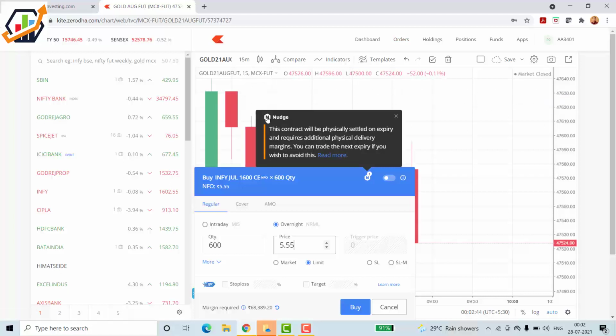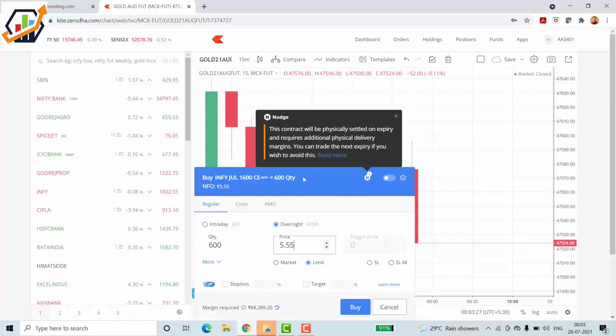If you see here, there's one nudge. It says that the contract will be physically settled on expiry and requires additional physical delivery margin. Now because the expiry is very close, the broker can ask you for additional margins. So you'll have to be careful, because if you take a trade and this option becomes in the money, then the broker will ask you for additional margin. If that additional margin is not provided in time, then the trade can be cancelled by the broker, and that's a right which we have given to the broker to cancel the trade if the margin is not given.